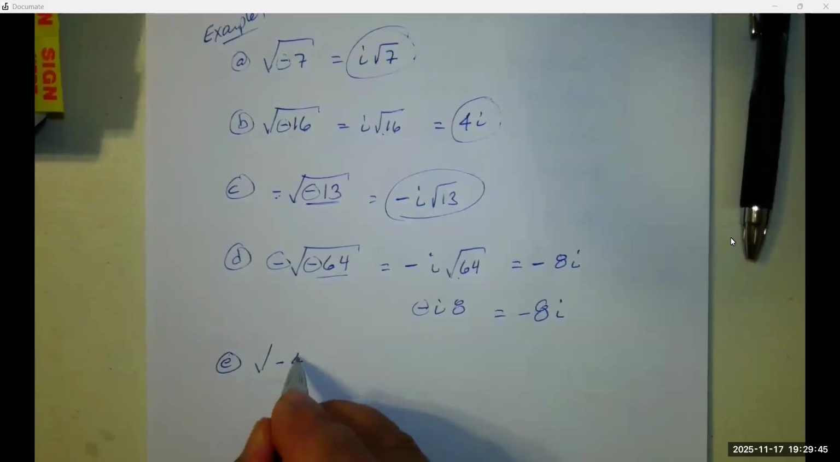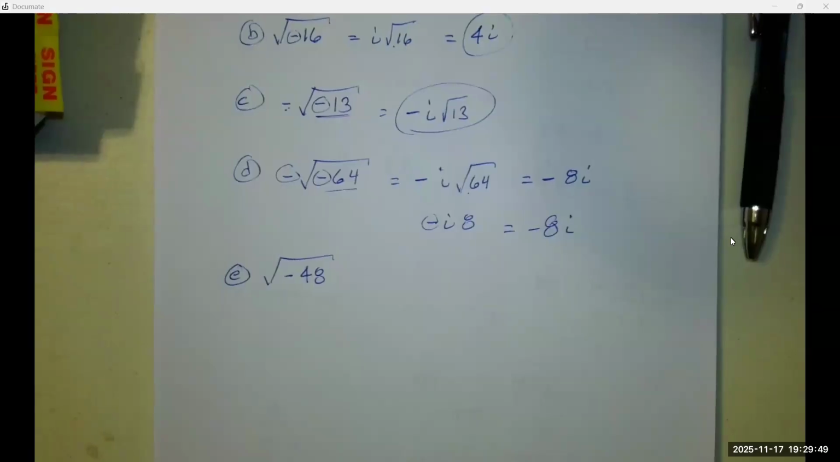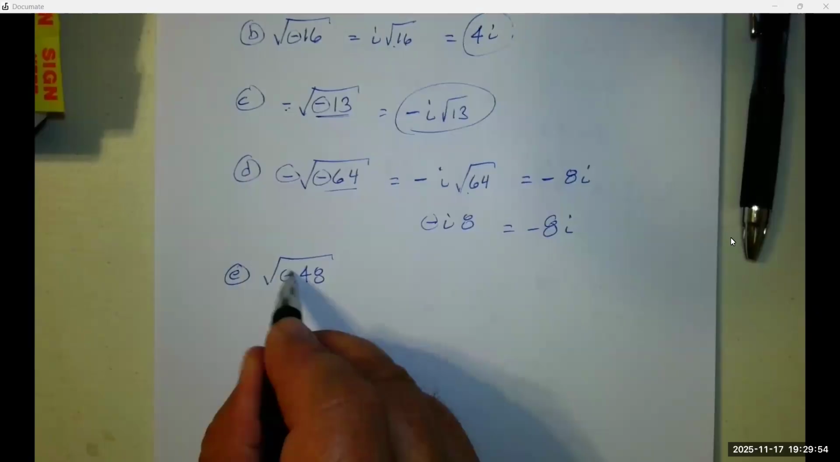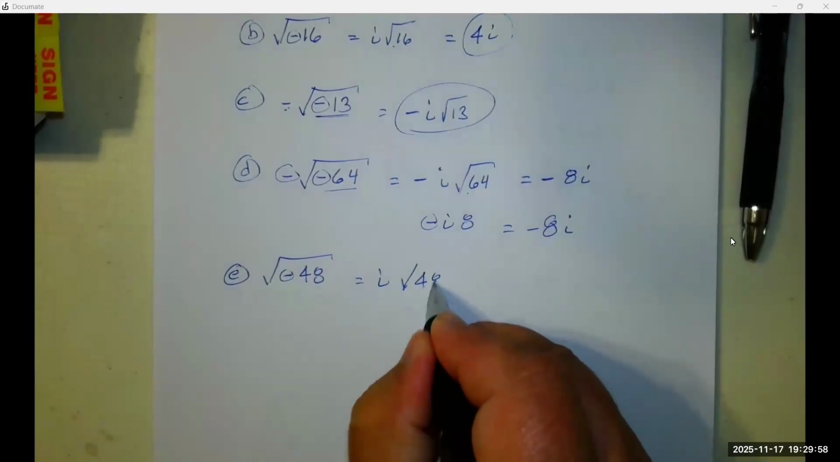And then the last one is square root of negative 48. So we have a negative. It comes out as an i. So we have square root of 48.